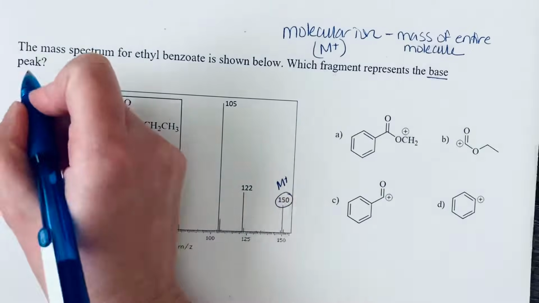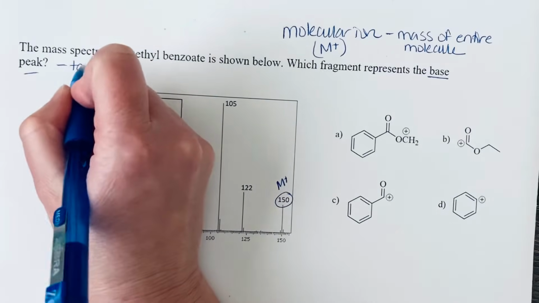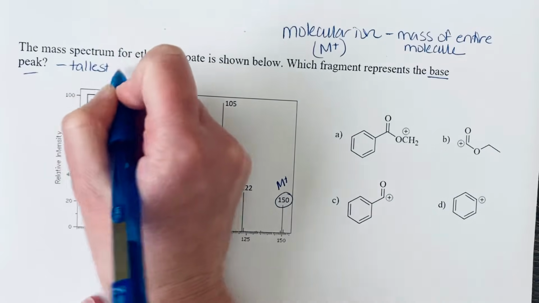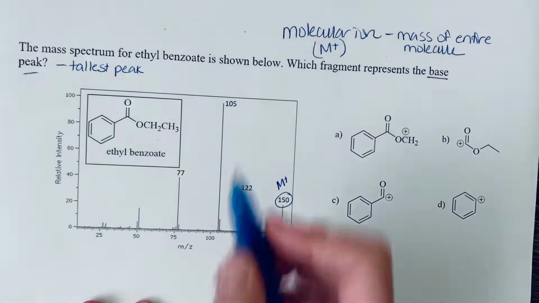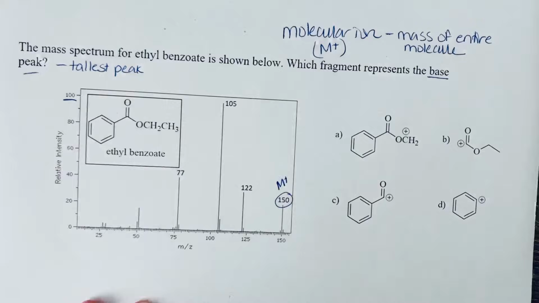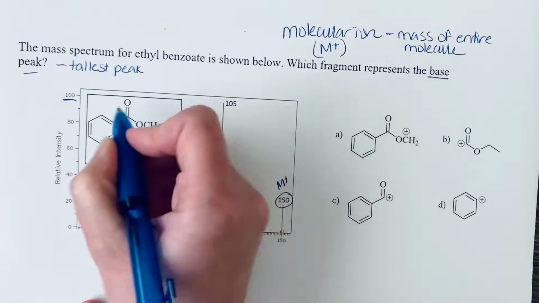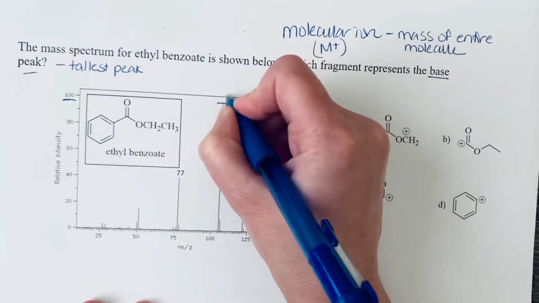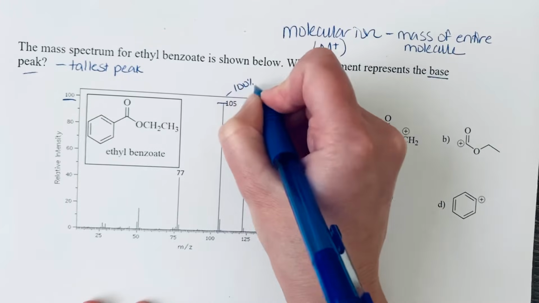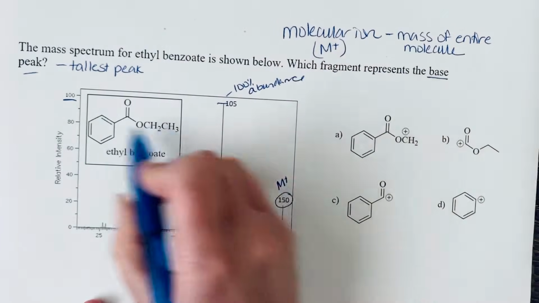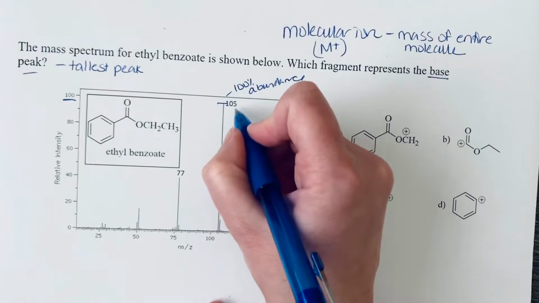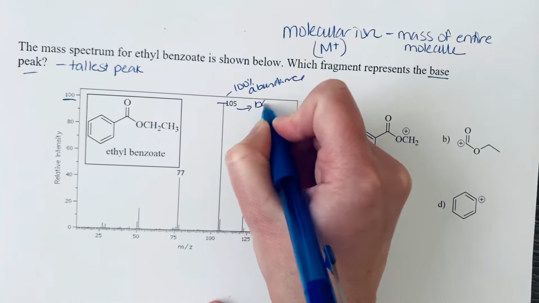The base peak is the tallest peak. And so this is the most abundant fragment. So this is always set to 100% abundance. So the peak that is at 100% abundance, so it's always set relative to the base peak, so you always have that. This is the base peak.